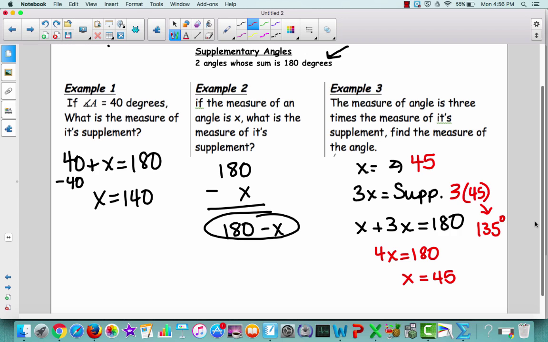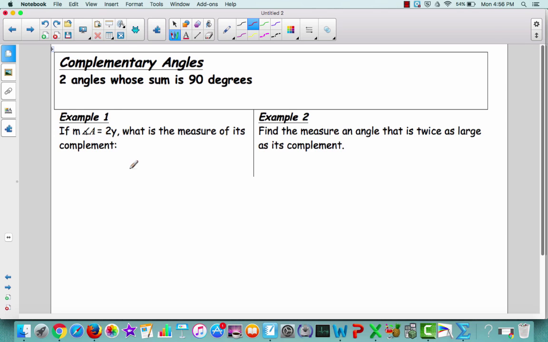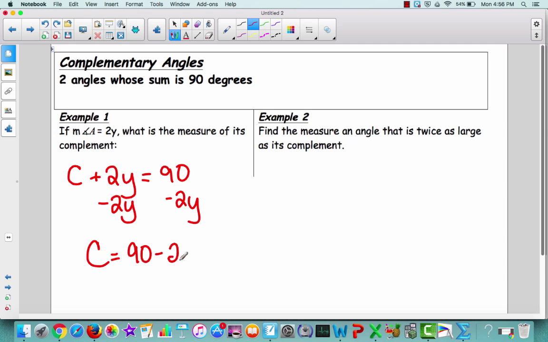Just remember, supplementary angles are two angles that equal 180 degrees. So you can find your two angles and set their sum equal to 180 degrees. All right, now let's look at complementary angles. The only difference between complementary and supplementary angles is that complementary equals 90. So if the measure of angle A is 2y, what is the measure of the complement? The complement plus 2y has to equal 90. I just want the complement, so I'm going to subtract 2y from 90. So my complement is equal to 90 minus 2y. Again, two angles that, when added together, equal 90 degrees.